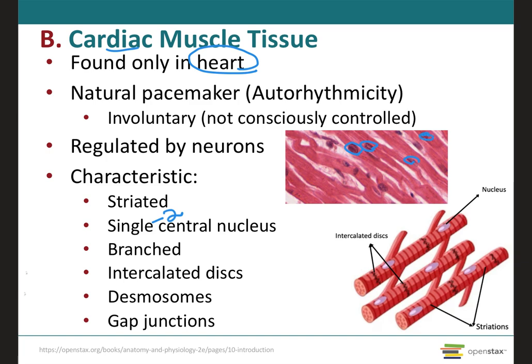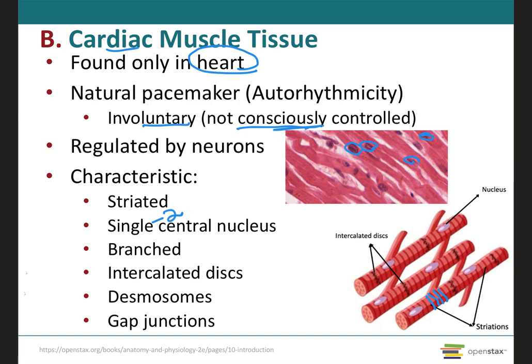Like the skeletal muscle, the cardiac muscle is also striated, as we can see over here. However, the action of this muscle tissue is involuntary. It means that you are not able to control when your heart beats, which is great, right?